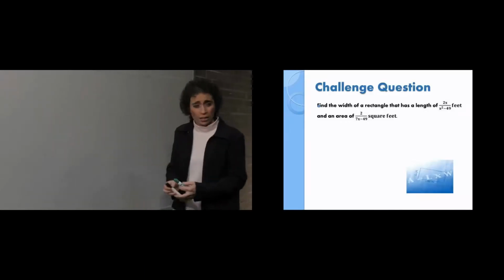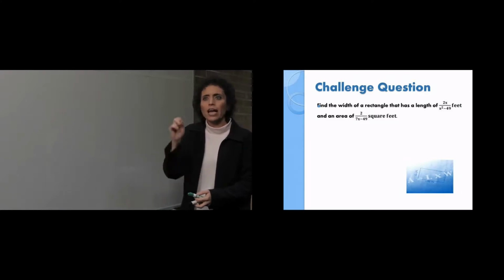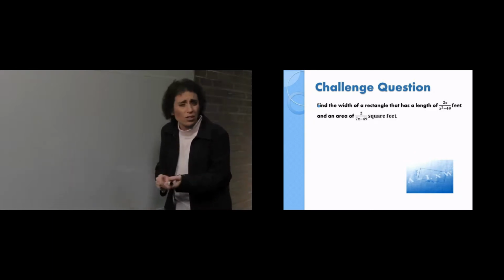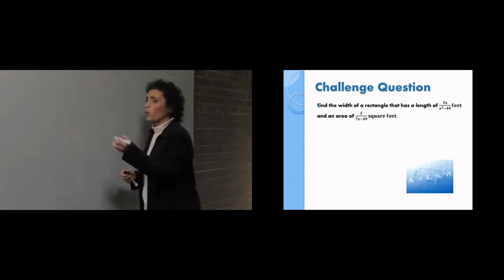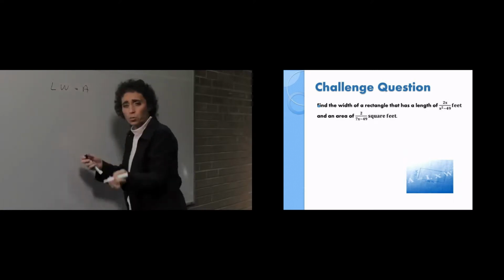Find the width of a rectangle if it has a length of 2x over x squared minus 49 feet and an area of 2 over 7x minus 49 feet. So, you know, that's nice, but I don't even know what I said. So here's what we're going to do. We're going to do length times width equals area, or area equals length times width, it doesn't matter.